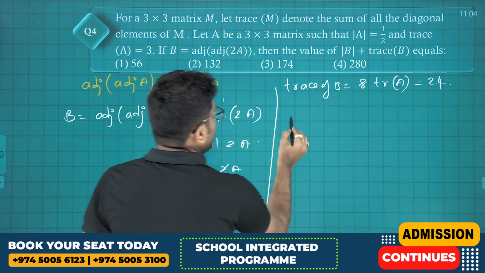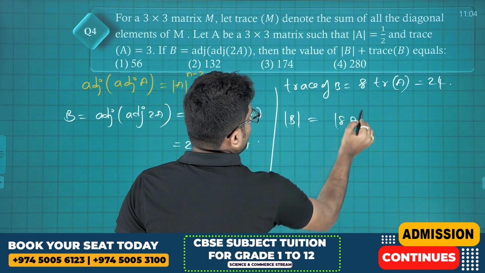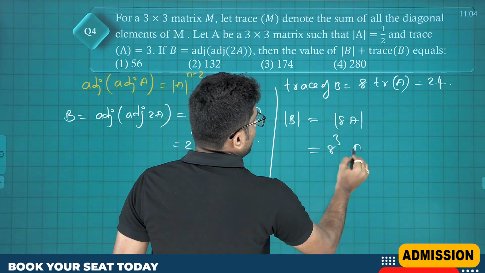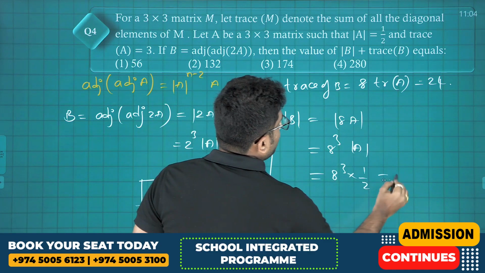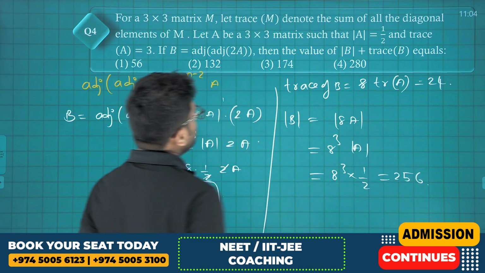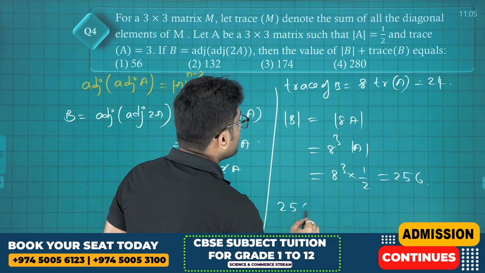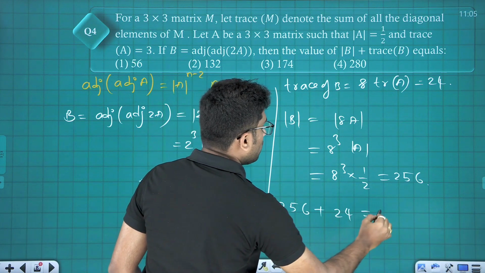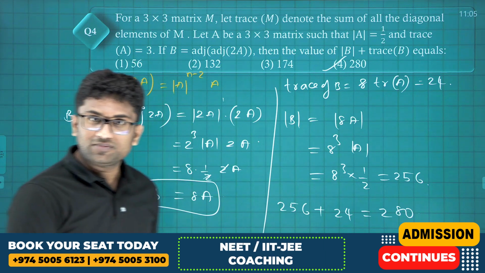Now det B, determinant of B is equal to determinant of 8A. What is determinant of 8A? 8 cube into det A. 8 cube into det A, which is 1 by 2, is 256. So finally they are asking us for determinant of B, 256, plus trace of A, 24, which is equal to 280. Option 4. Clear?